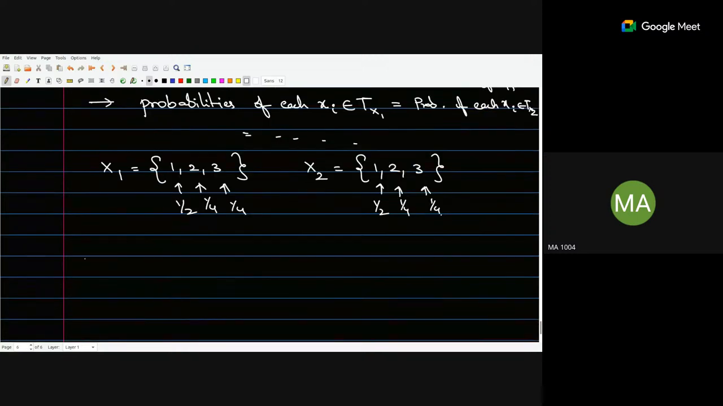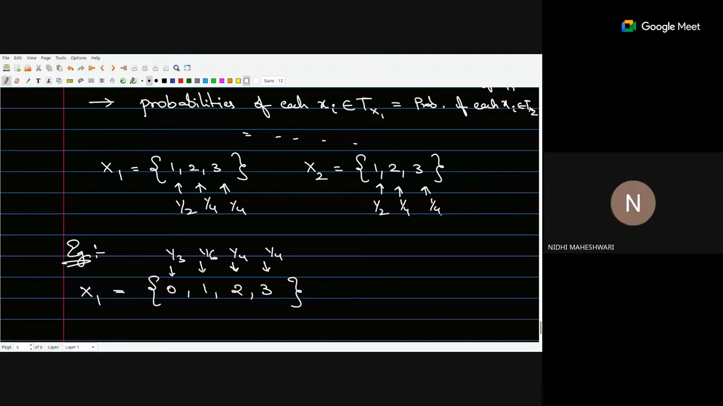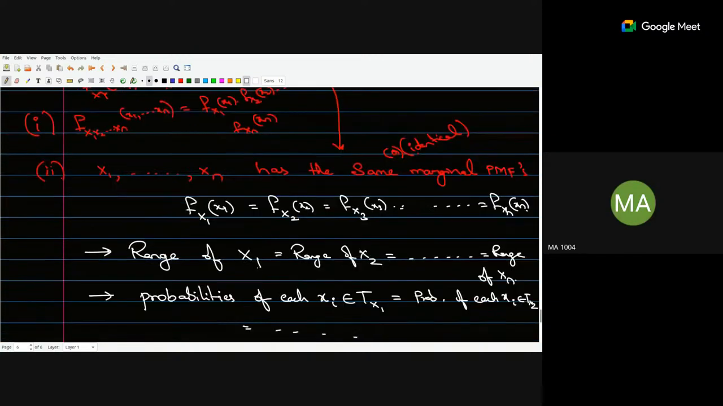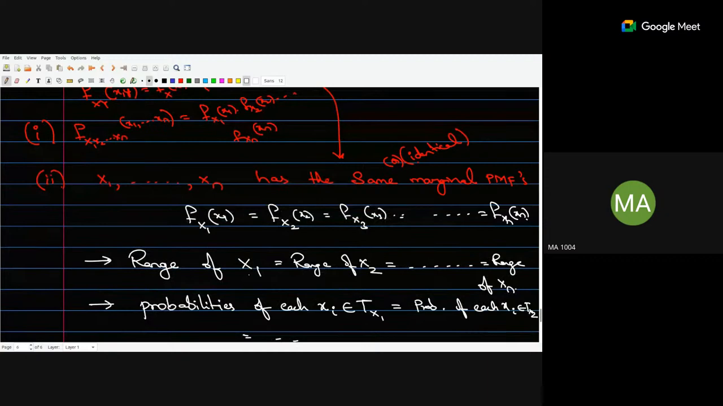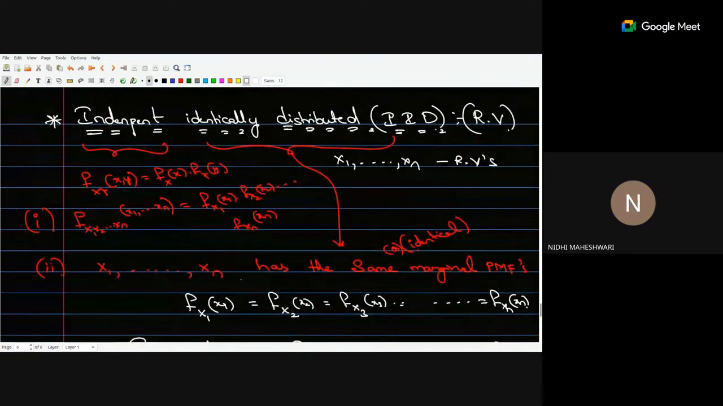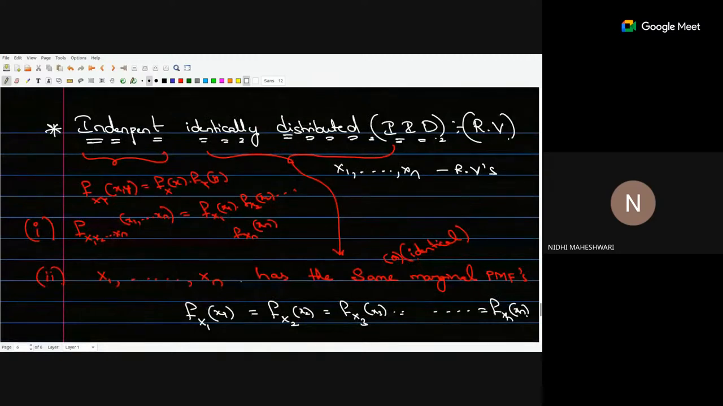Okay. So again, I will give you a few random variables here. Let's decide which of them are IIDs and which of them are not. So let me define x1 to be 0, 1, 2, 3 with probabilities 1 by 3, 1 by 6, 1 by 4, and 1 by 4. Yes, any doubt? Sir, can you please call up once? Okay. Still? Yeah, this only. Any doubt? No.